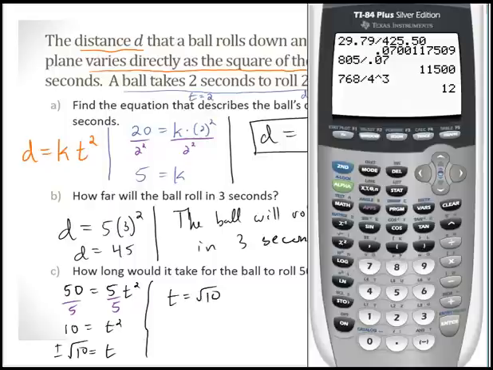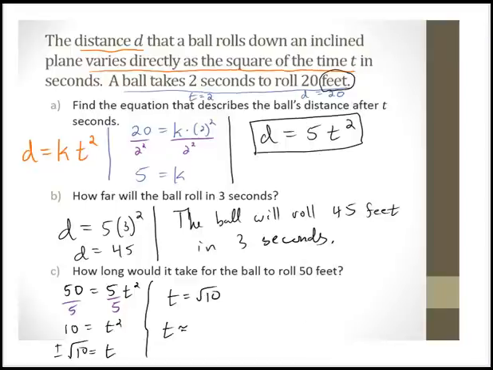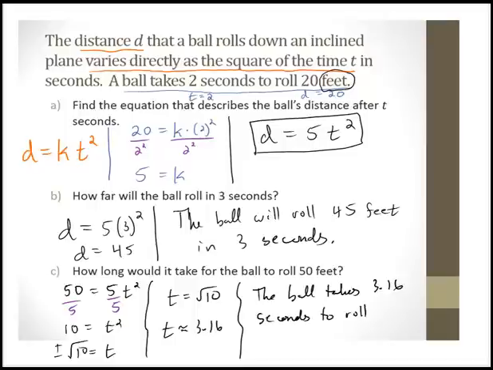And using the calculator, we find that the square root of 10 is about 3.16. So t is about 3.16. So the ball takes 3.16 seconds to roll 50 feet.